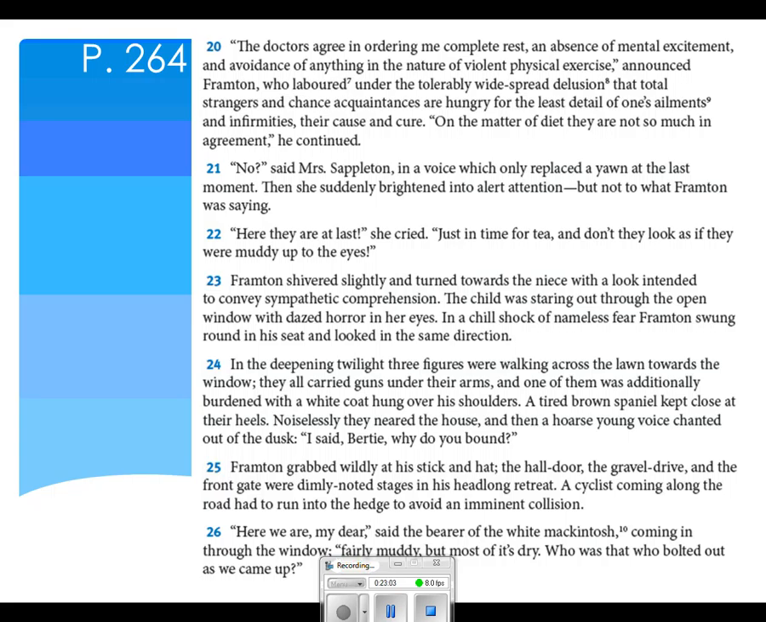"Here we are, my dear," said the bearer of the white mackintosh, coming in through the window. "Fairly muddy, but most of it's dry. Who was that who bolted out as we came up?"